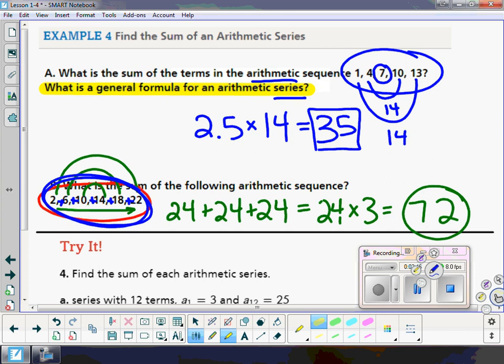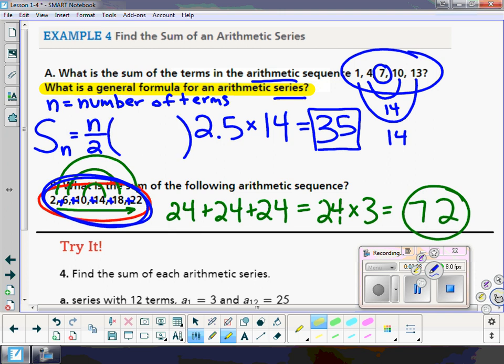It works like this. N is the number of terms. And what we're going to do to find the sum of n terms in an arithmetic sequence or arithmetic series, you're going to take the number of terms divided by 2 and then multiply by the sum of the first term and the nth or last term. This is the formula that you can use every time when you have an arithmetic series.